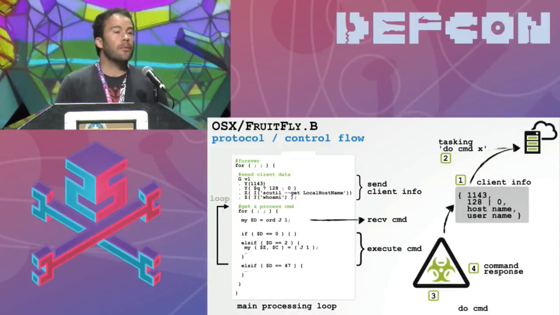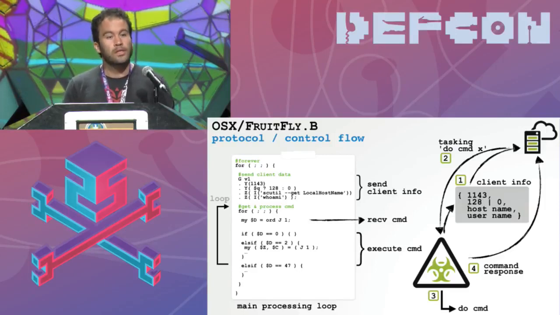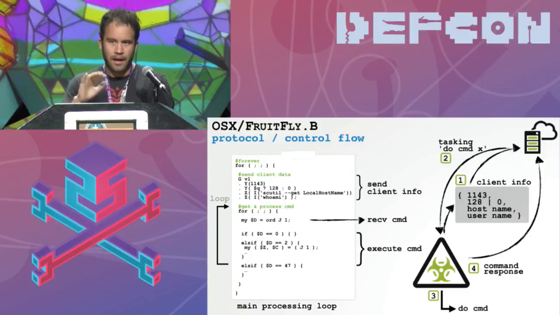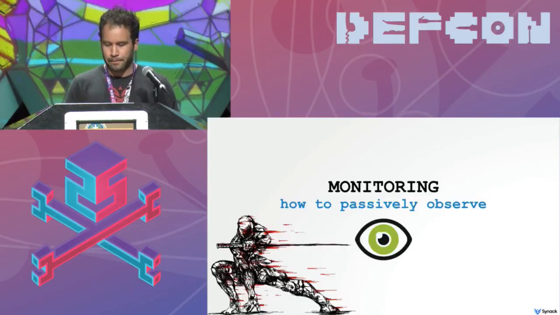Finally, we get to the main processing loop, and this does two things. It checks in with the command and control server, sending some information like the host and username. And then it invokes the J subroutine to receive 1 byte from the command and control server, which it then processes in a massive if-else-if loop. What this is doing is basically just receiving a numeric command from the command and control server, processing that, and then returning the response to the server.